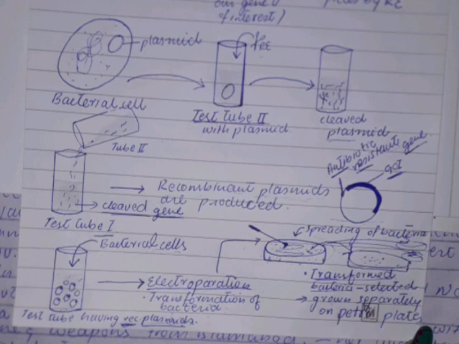Now bacterial cells are added into the test tube that contains our recombinant plasmid. These bacterial cells can take up this recombinant plasmid, but not all the cells can take up the recombinant plasmid. Electroporation is done to enhance their ability of transformation. The transformed bacterial colonies are separated from non-transformed bacterial colonies and grown separately to get the expression of the gene.